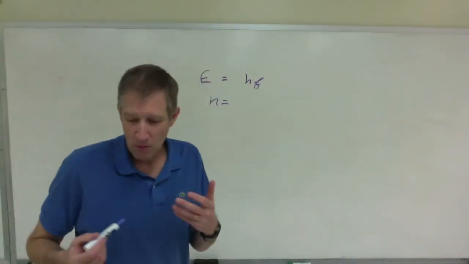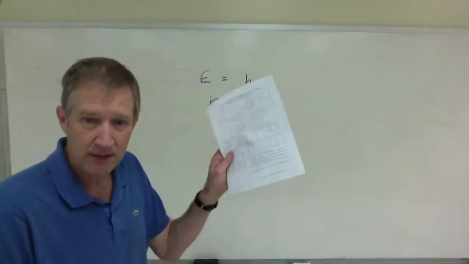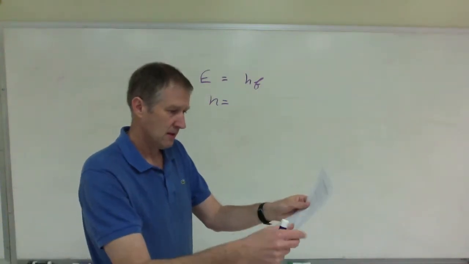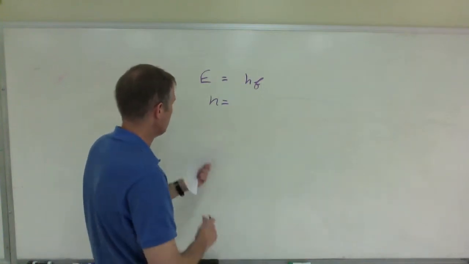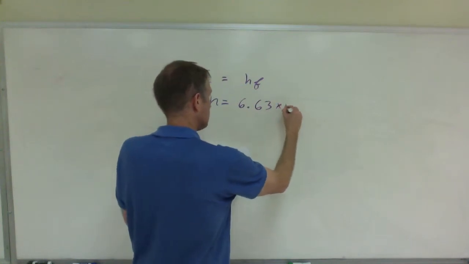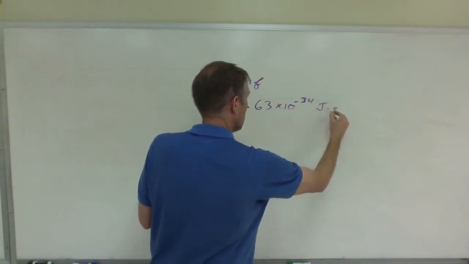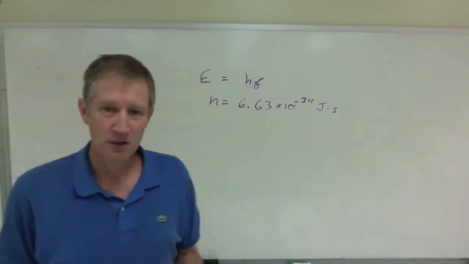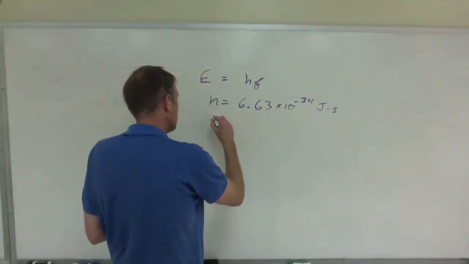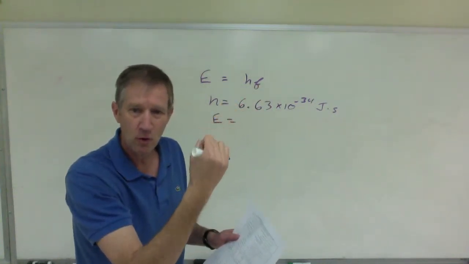All right, I'm back. So Planck's constant in SI units, this is on that table of information that the AP folks give you, is 6.63 times 10 to the negative 34 joule seconds. Again, you don't need to memorize that. You just need to know how to use it. And it's a true constant.